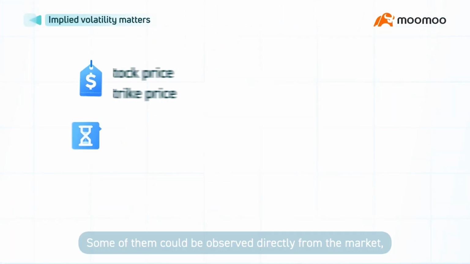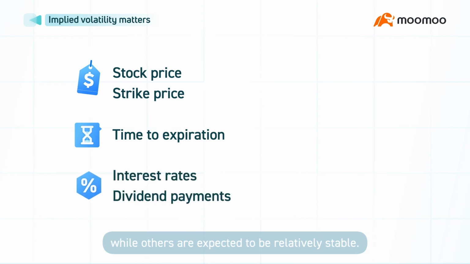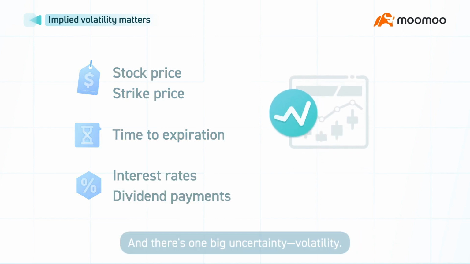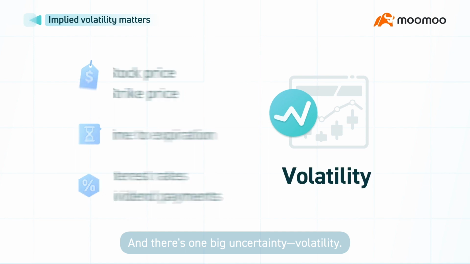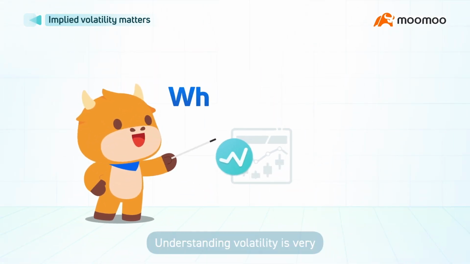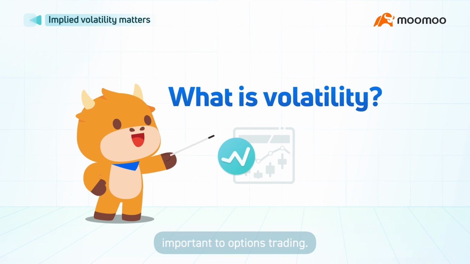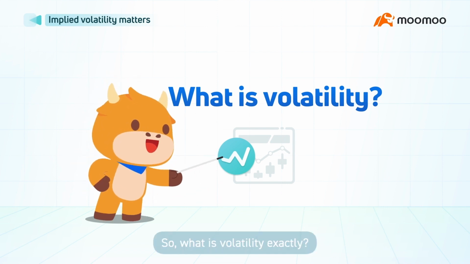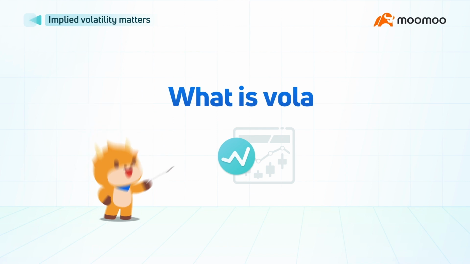As we've mentioned earlier, the price of an option is determined by several main factors. Some of them could be observed directly from the market, while others are expected to be relatively stable. And there's one big uncertainty: volatility. Understanding volatility is very important to options trading. So, what is volatility exactly?